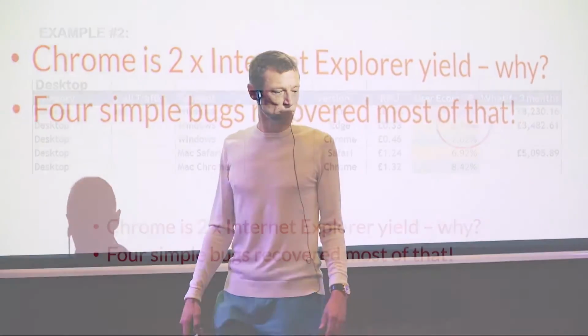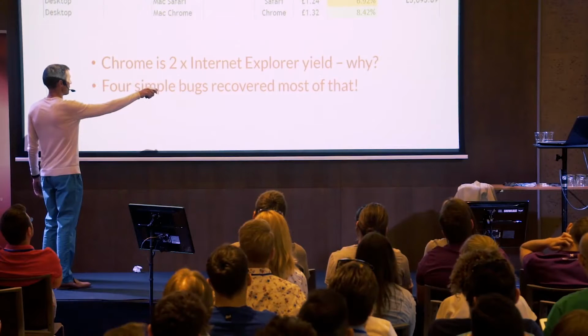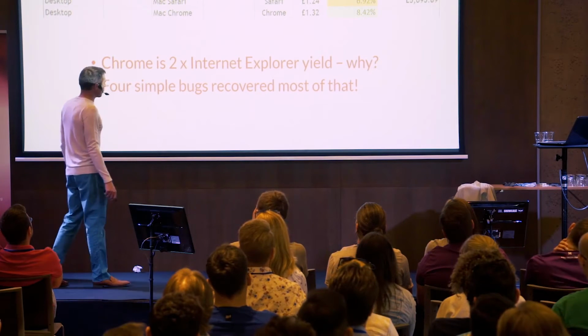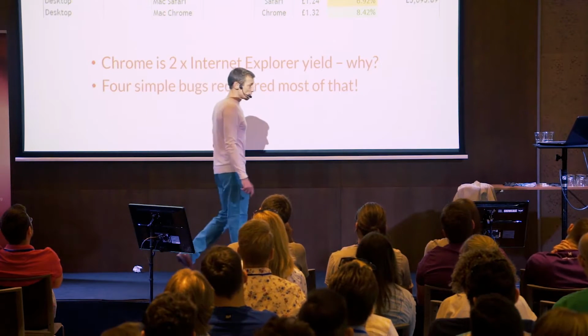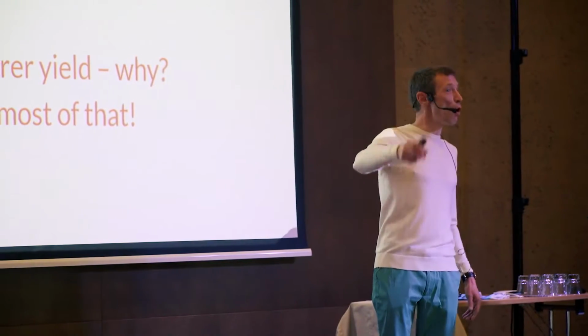Here's another one. This is on desktop Windows, and you'll see here that on Chrome, 2.62%, but wait a minute, Internet Explorer 11, 1.25%. And we're like, what's that? 4 bugs. Only 4 bugs were responsible for all that money difference.